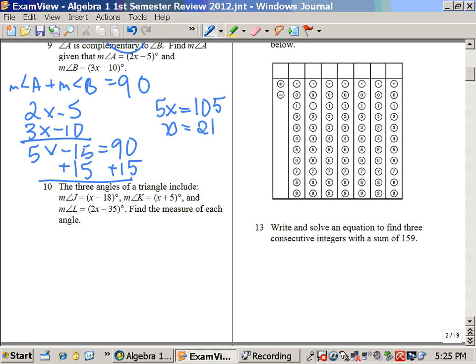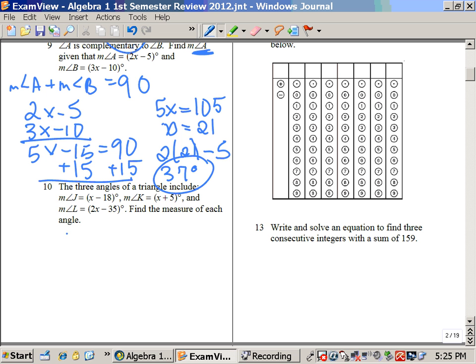21. Now again, it did not ask us to find what x is. It asked us to find the measure of A. Look right there, the measure of A. So I've got to take 2 times 21, take away 5. So the answer to number 9 is going to be 37 degrees. So make sure you pay attention to what you're looking for.